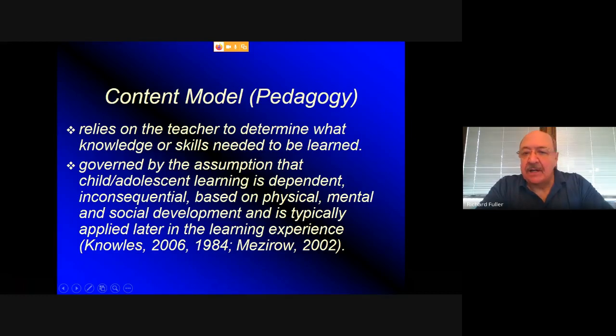So let's talk about the content model of pedagogy, which is the dichotomy side of the other aspect of adult learning. The content model relies on the teacher to determine what knowledge or skills need to be learned. It's governed by the assumption that the learner is dependent totally on the faculty member for everything that's being taught. It's based on physical, mental, and social development, and is typically applied later in the learning experience.